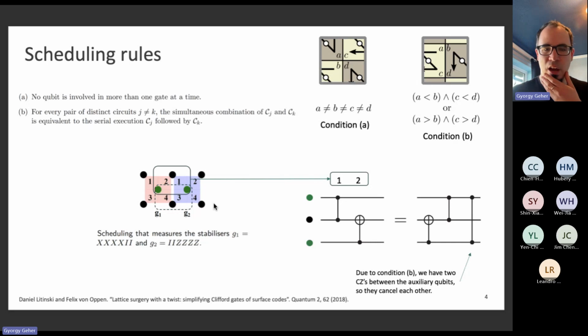So this is how you can see that condition B is a necessary condition for the validity of the circuits. It can also be proven that these two conditions are actually equivalent, but I'm not going to go into the details here. They are discussed in that paper.